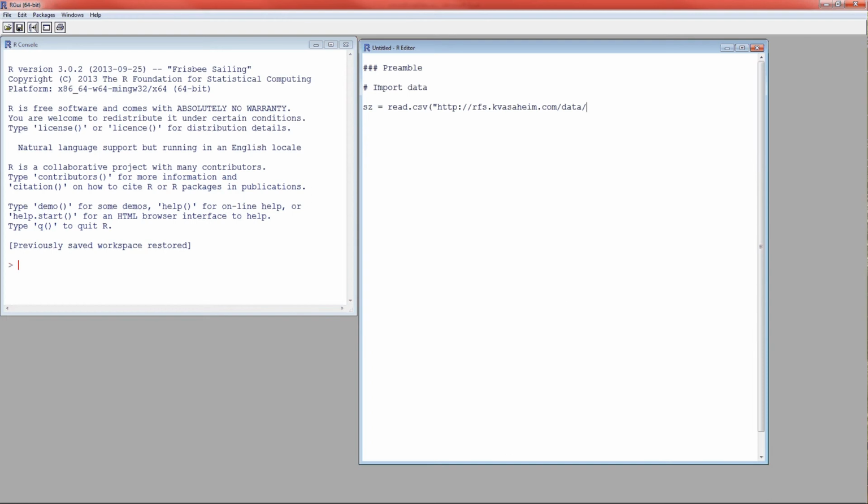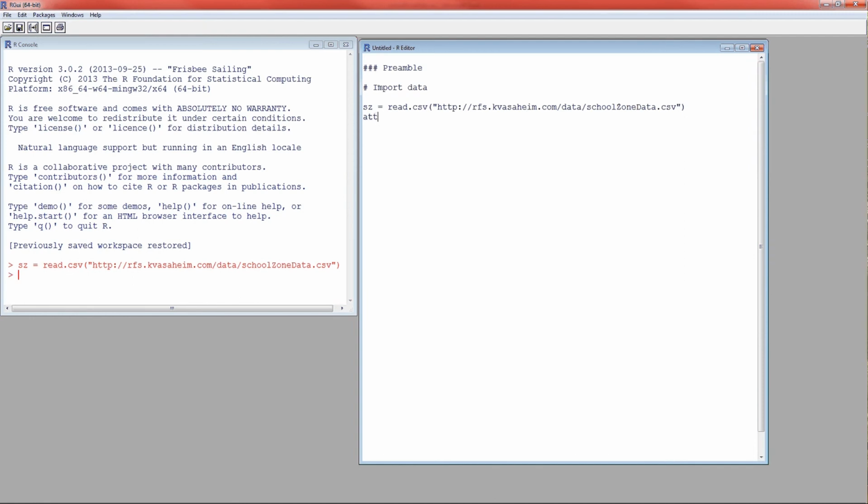And for all of our online data, it always has this as the start. And then this and the dataset name. Remembering to finish off with .csv. Run it, just make sure that it loaded. Notice there's no errors, so we're good to go.